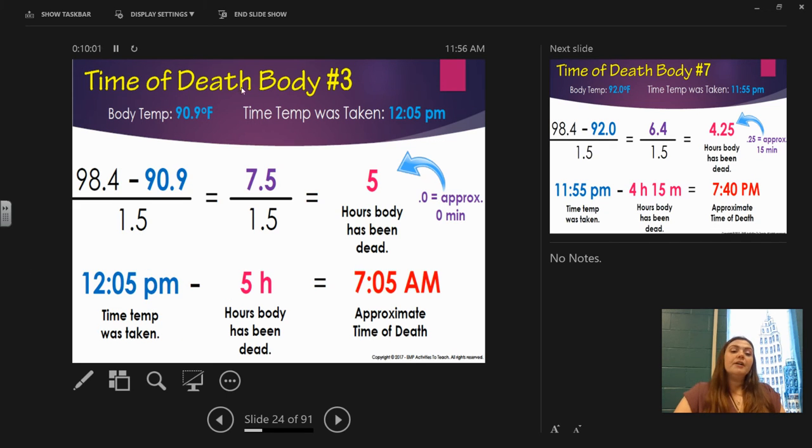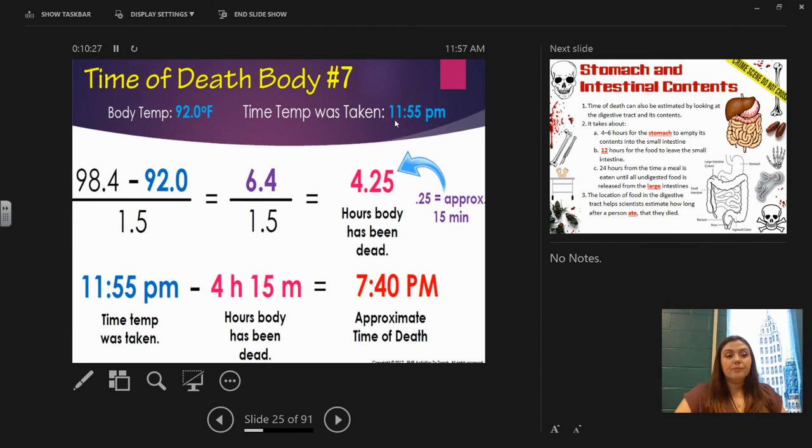So here's an example. This person's temperature was 90.9 when they took their temperature, so they've gone down that much. We take that, subtract it, get this, divide by 1.5. It's been exactly 5 hours. All right, so it's 5 hours since death. The time the temperature was taken was 12:05. Go back 5 hours, that's 7:05 a.m., our approximate time of death.